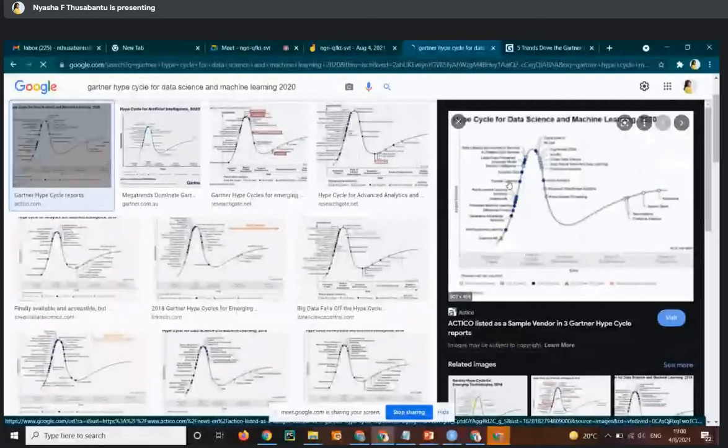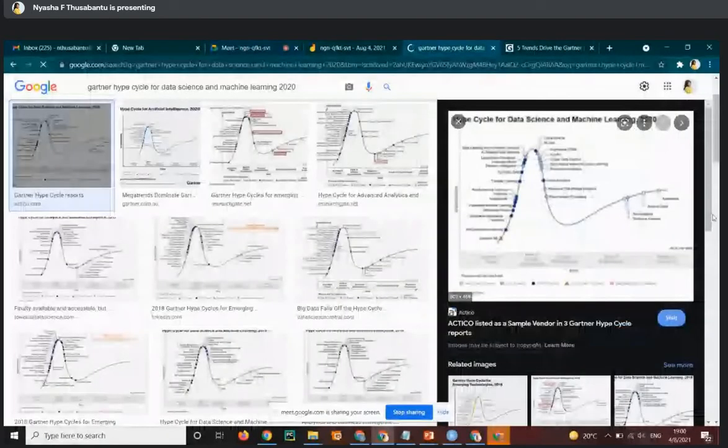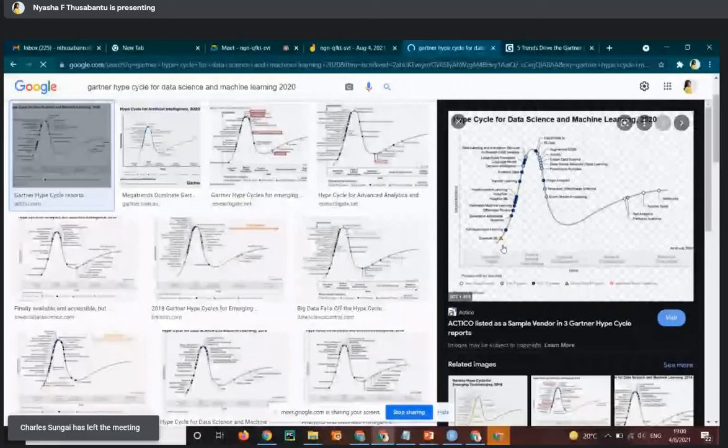But anyway, just check that out, and then you will see. Just check the Gartner hype chart for data science. Now we're talking about quantum machine learning. As of July 2020, it is more than 10 years before the technology becomes a thing.